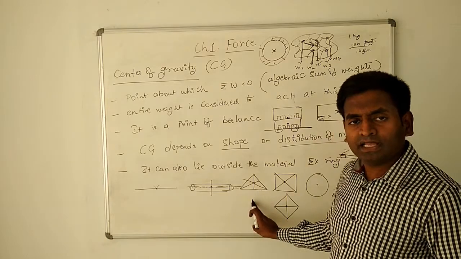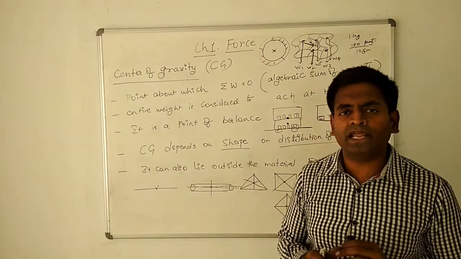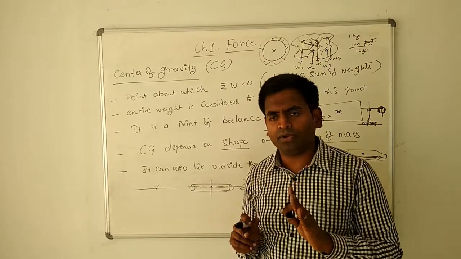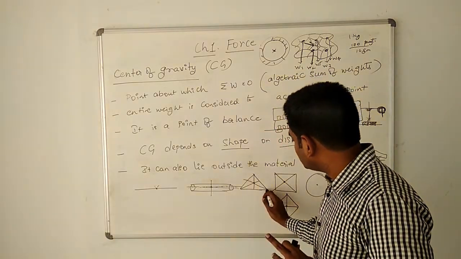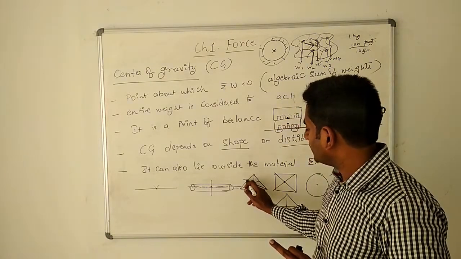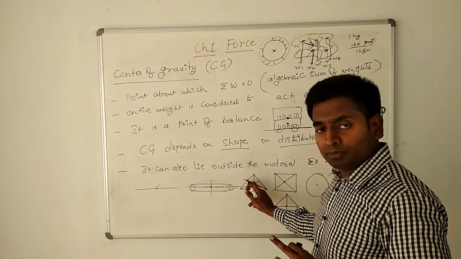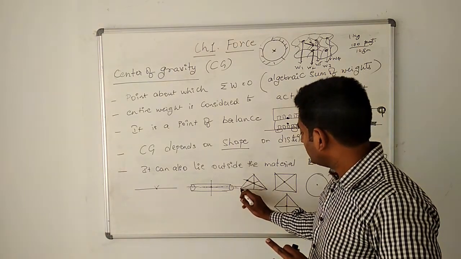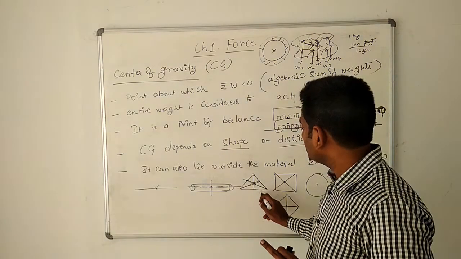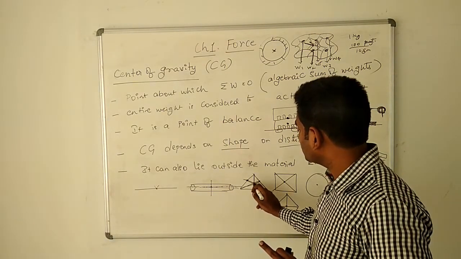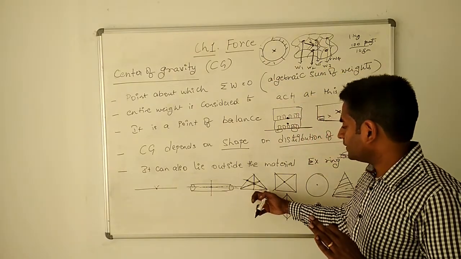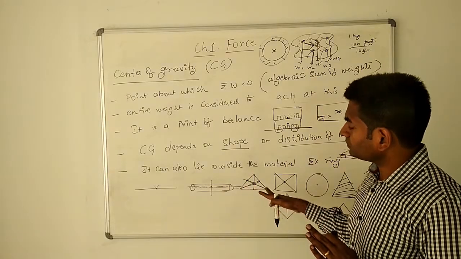And then in a triangle, where does the center of gravity lie? It is at the intersection of the medians. Very important: at the intersection of the medians. This is one median, a line joining the vertex to the midpoint of the opposite side. Vertex to the midpoint of the opposite side is a median, and this is another median. So three medians, wherever they intersect, that point is called the center of gravity of a triangle.